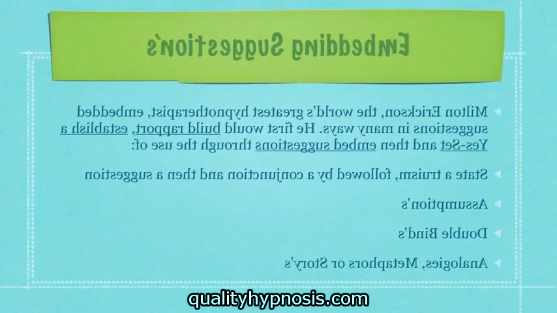Milton Erickson, the world's greatest hypnotherapist, embedded suggestions in many ways. He first would build rapport, establish a yes set, and then embed suggestions through the use of stating a truism followed by a conjunction and then a suggestion. Or through assumptions, what are called double binds, analogies, metaphors, or stories. Now, double binds are simply saying, like if you're in a sales situation, would Tuesday or Wednesday work better for you? See, either way the person answers, you win. So that's what a double bind is.